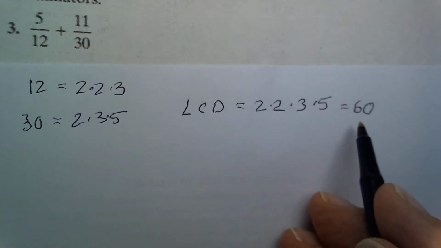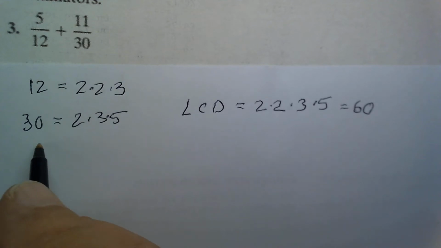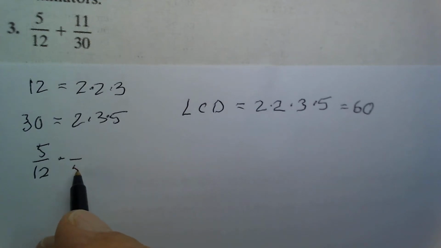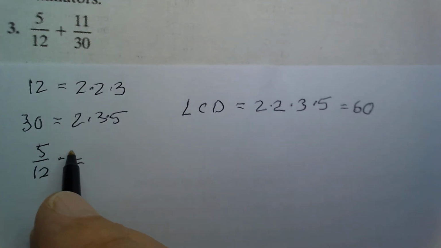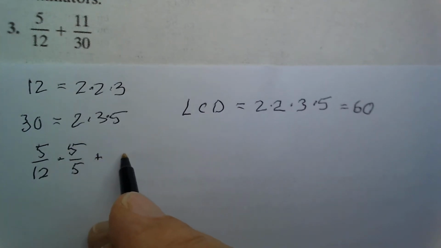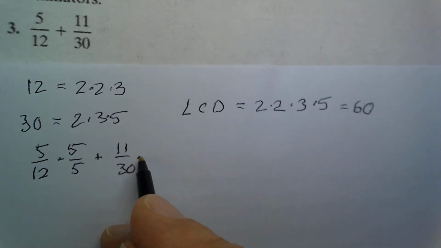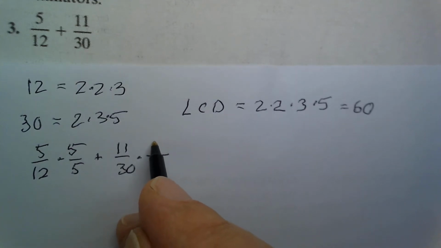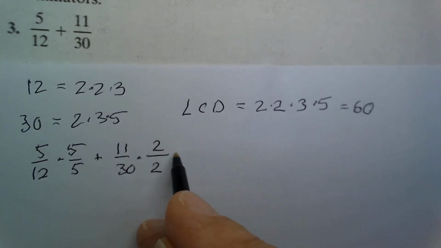We need to make the denominator equal to 60. So 5 divided by 12. So we need to multiply the denominator by 5 to get a 60. 5 times 12 is 60. But we also need to multiply the numerator by 5 as well. And then we have 11/30. And we need to multiply the denominator by 2 to make it a 60. And so we need to multiply it by 2 in the numerator as well.